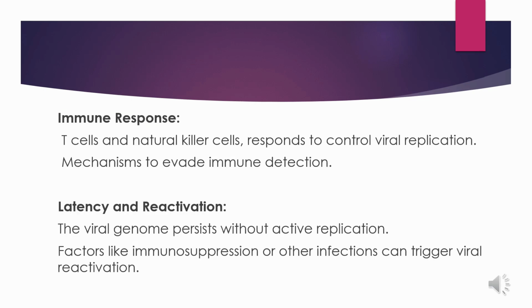Response to the virus. The host immune system, especially T cells and natural killer cells, responds to control viral replication. Cytomegalovirus has evolved various mechanisms to evade immune detection, which contributes to persistence and latency. Latency and reactivation: cytomegalovirus can establish latency in certain cell types where the viral genome persists without active replication. Immunosuppression or other infection can trigger viral reactivation, which may lead to recurrent infection.